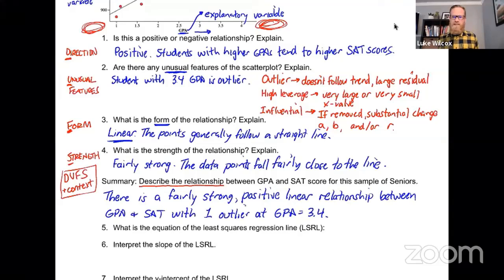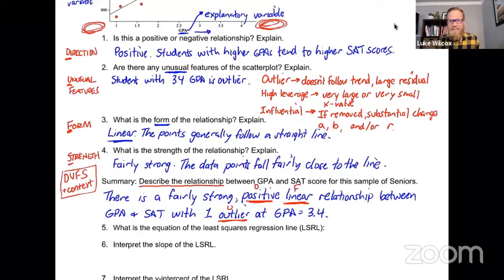There's my nice, neat, concise sentence. Now let's make sure that it has everything that we need there, all right? Let's go in order of DUFS. D is direction. Yes, I see direction. My direction is positive. U, unusual features. Well, that's down here. I've talked about the outlier. F is form. The form here is linear. We've taken care of that.